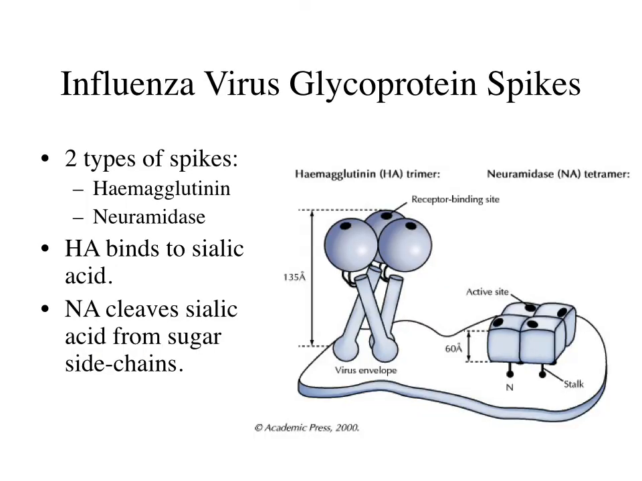So let's look at influenza virus as an example. Influenza virus has 2 types of glycoprotein spikes on the envelope. One is the hemagglutinin, or the HA. This particular molecule binds to sialic acid as its receptor. And this attachment can be reversible. The NA cleaves sialic acid from sugar side chains. And it may sound like it's working against the HA, but it serves an important function.